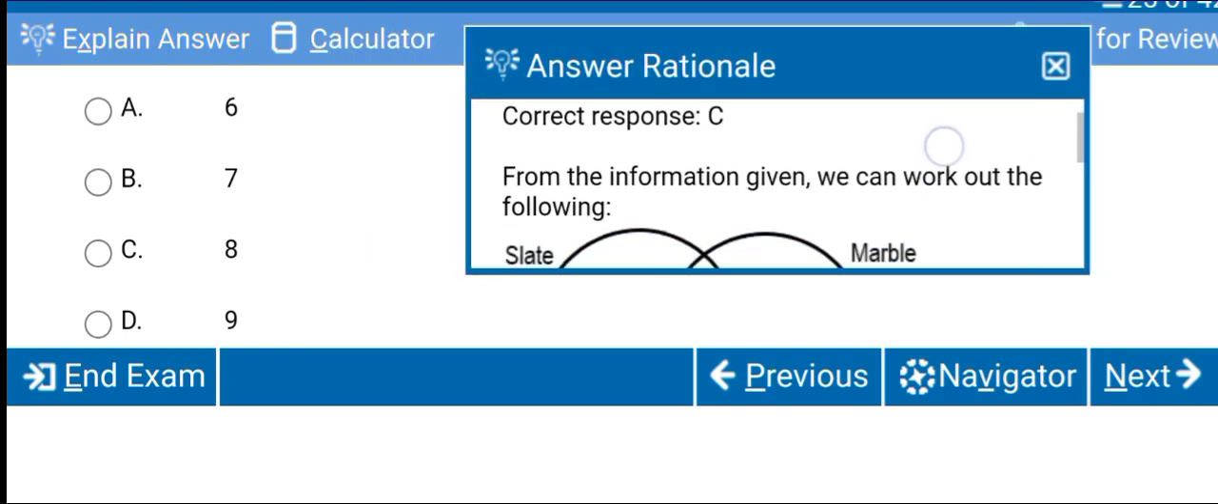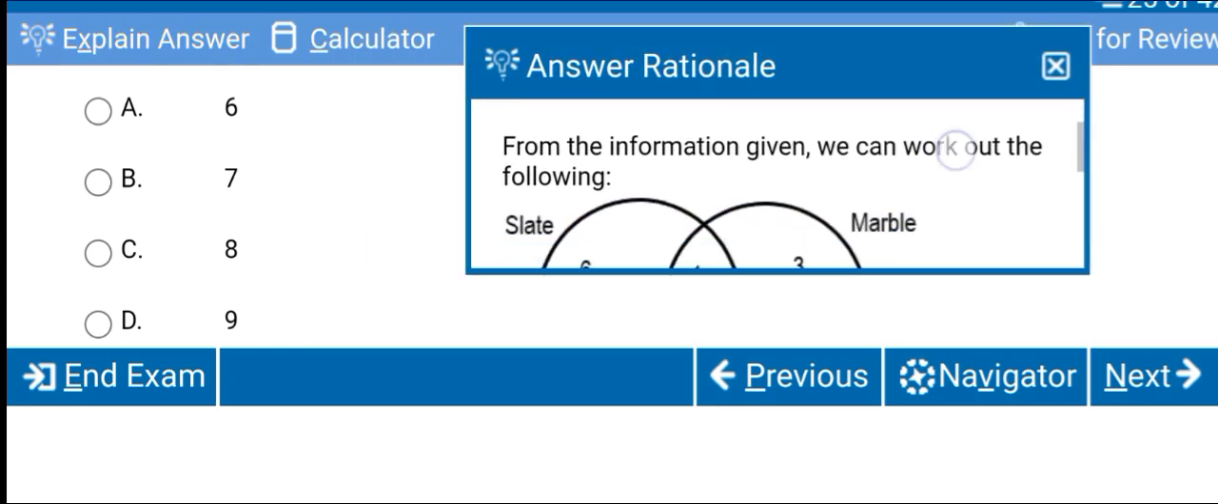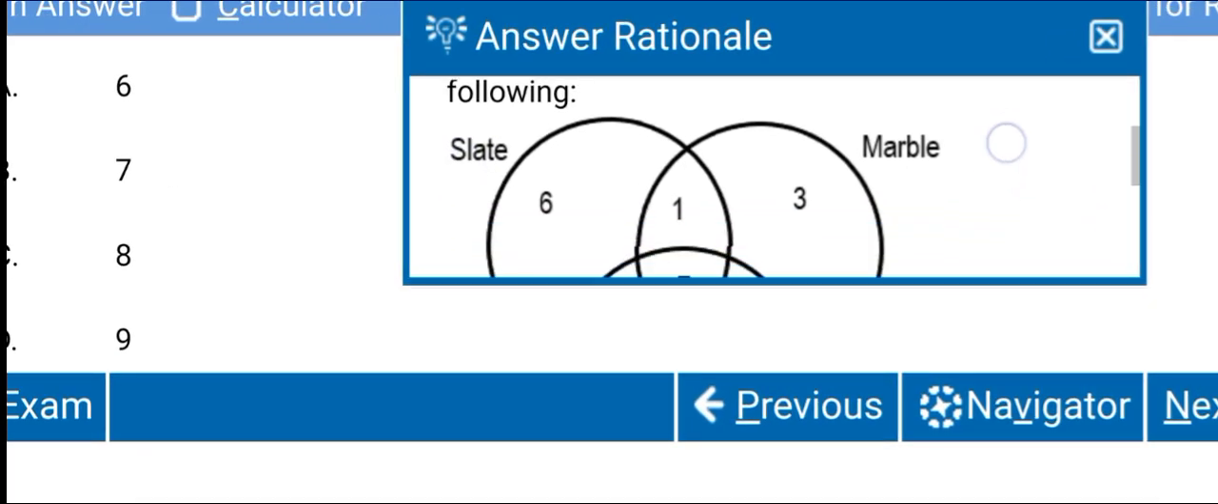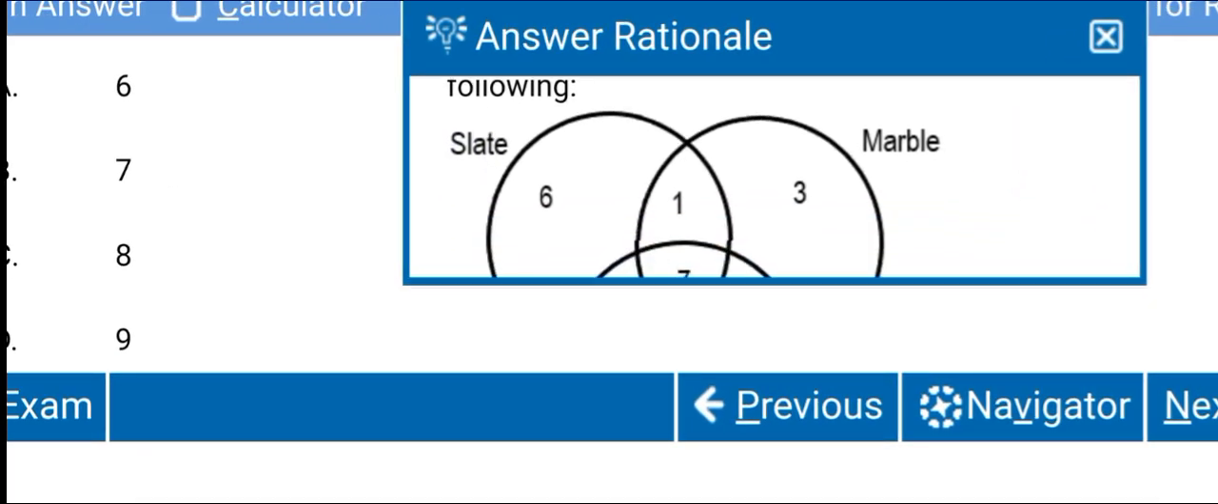So here we have the correct response is option C. From the information given, we can work out the following diagram. You can also draw your answers like this diagram on the notebook that is given to you during your test, and a pen, so you can draw these type of calculations. It will be easy to choose a right option.